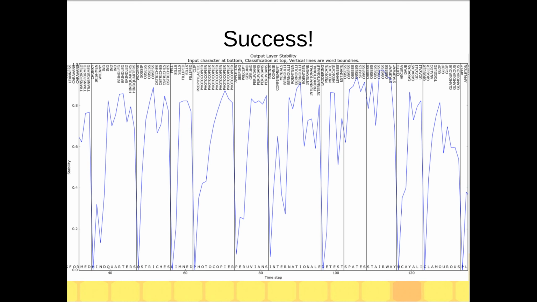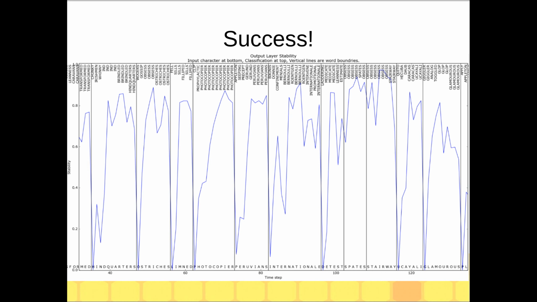You can clearly see that the word boundaries, as shown by the vertical black lines, often coincide with a steep decline in the stability, which is the blue line. There is greater stability within the interior of the words than in between the words. However, the model does occasionally fail, as can be seen with the words detest and spates, where the word changed but the stability did not drop.